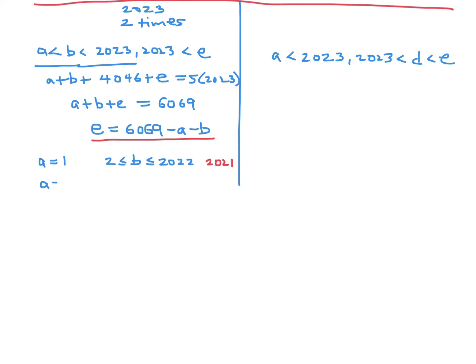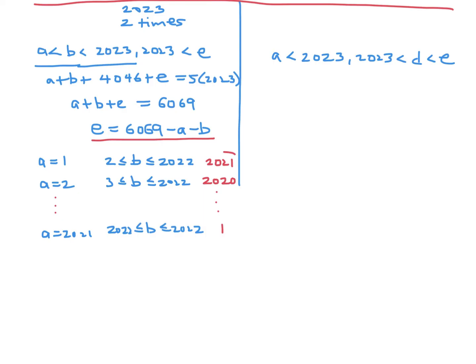Okay, let's keep going here. If A is 2, B would be between 3 and 2022. And then how many ways of selecting B? This time it looks like 2020, I believe. Yeah. And then you just keep going like this, dot, dot, dot. And you'll see that eventually, I think the highest you can go is A equals 2021. And B would be between 2022 and 2022. So I guess there's only one possible value for B, like that. So this is going dot, dot, dot.